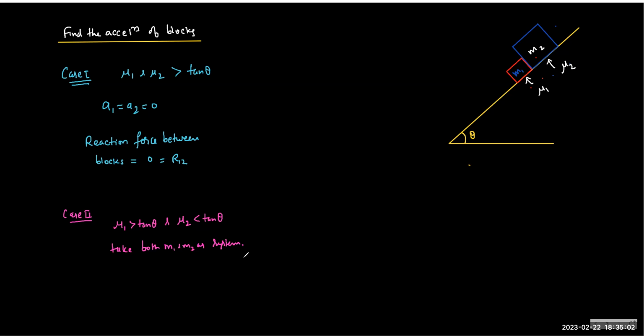So you should take both M1 and M2 as the system. Now tell me, on the system, which force will bring you down? Sir, (M1 plus M2) g sin theta. Very good. So if the net gravitational pull exceeds the net limiting friction, the total friction force that together they can develop, then the system will move. So how much friction force can they develop?